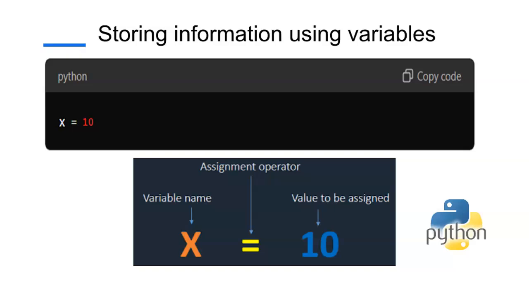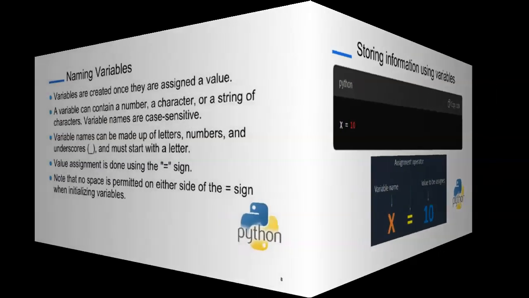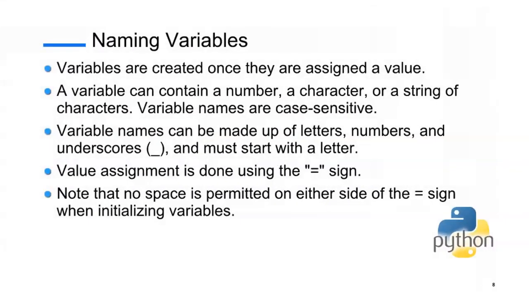Python's dynamic typing allows variables to hold different data types, such as integers, strings, or lists, without the need for explicit type declarations. This flexibility facilitates rapid development and experimentation, making variables fundamental for organizing and utilizing data effectively in any Python application. Naming variables in Python is crucial for writing clear, maintainable code.